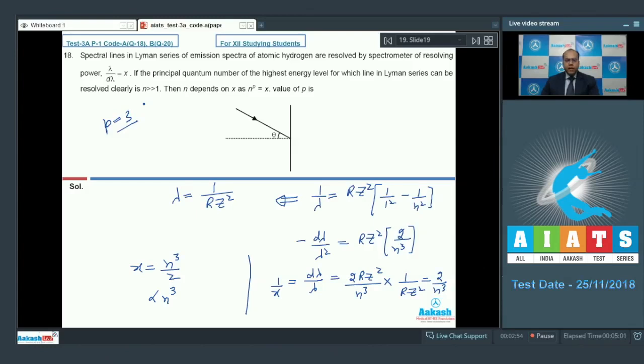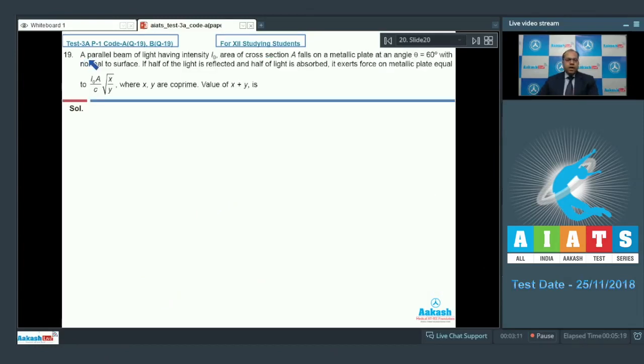Let's move to question number 19. In question number 19, a parallel beam of light having intensity I0 and area of cross section A falls on a metallic plate at an angle theta equal to 60 degree with the normal to the surface. If half of the light is reflected and half of the light is absorbed, it exerts a force on the metallic plate equal to I0 A by C under root x by y, where x and y are co-prime. Then we have to calculate the value of x plus y. So let's analyze the situation. Suppose this is a metallic surface and the beam is incident on the metallic surface in this fashion, and this makes an angle of 60 degree with the normal.